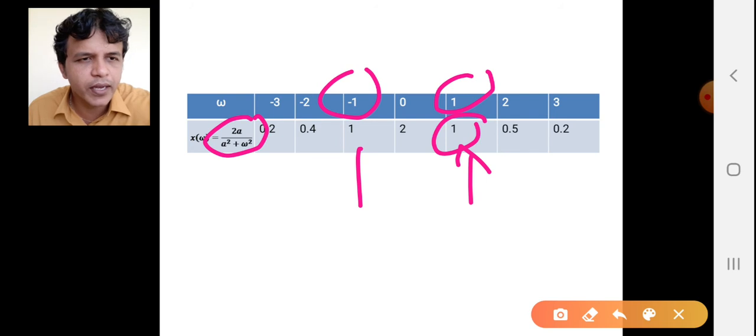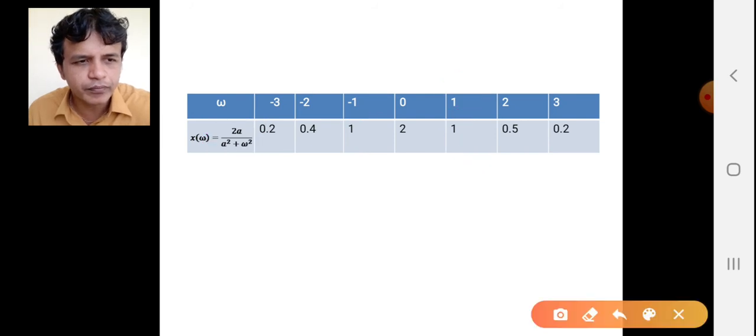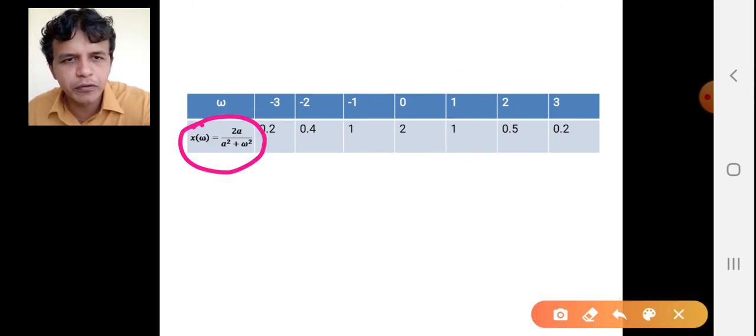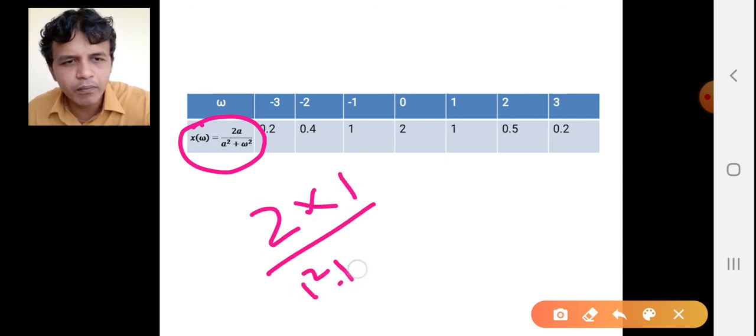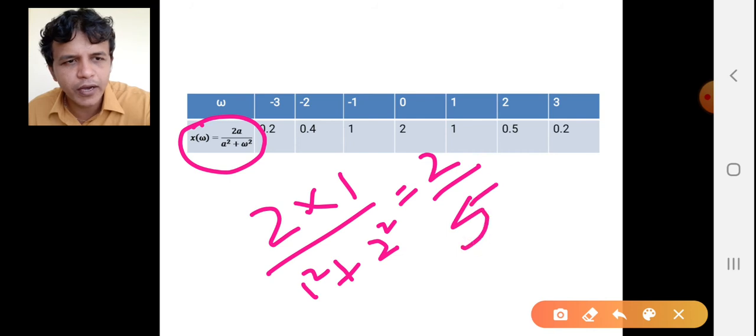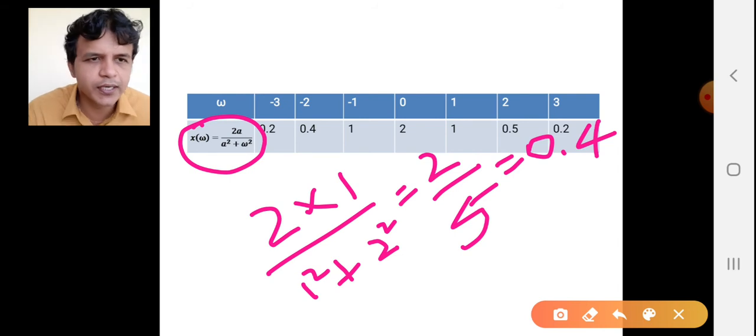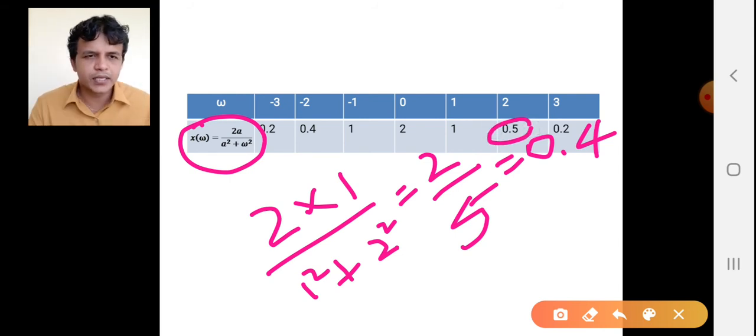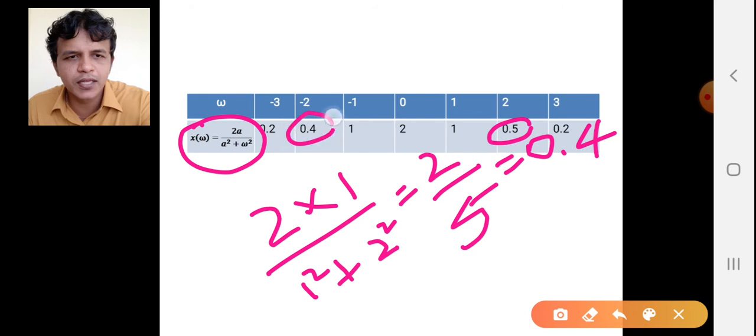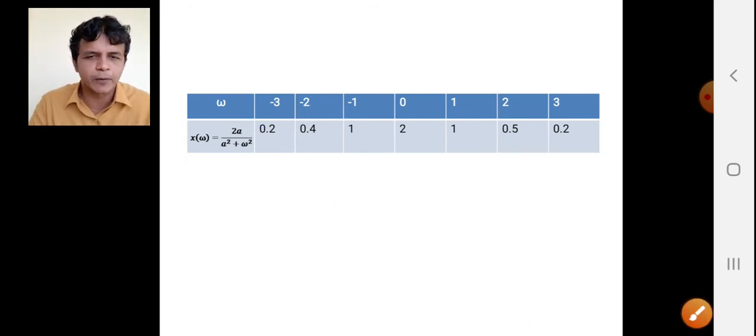Whatever we get here, it is not 0.5, it should be 0.4, because when we apply omega equal to 2 in this equation, it becomes 2 into 1. The value of a is 1, divided by 1 square plus omega equal to 2, so 2 square. So that becomes 2 into 1 is 2 divided by 1 plus 4, that is equal to 5, and that value is 0.4. Okay, so this is what we must get here. There is a mistake, it is not 0.5, it is 0.4, similar to the one that we have got here. So there is a typing mistake.